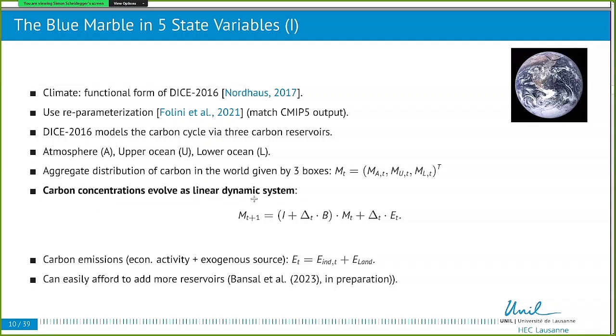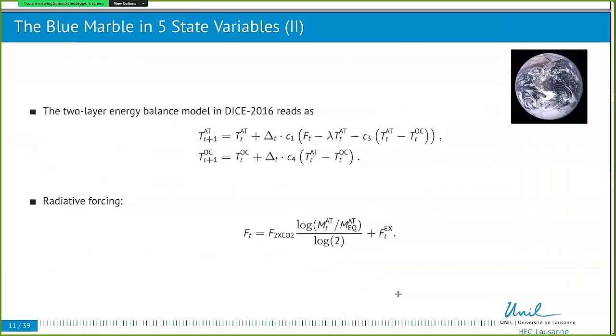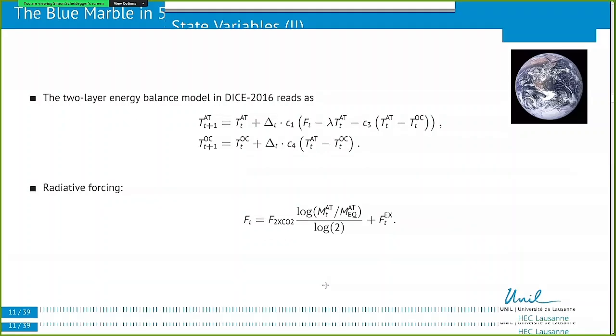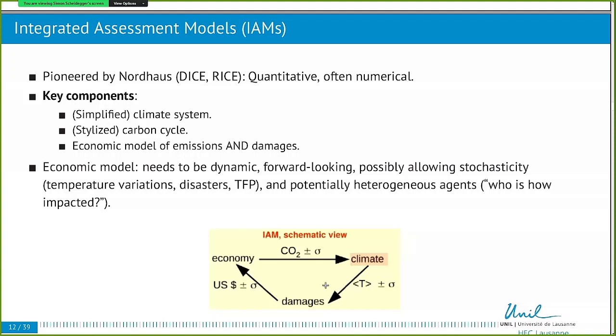The carbon concentration moves as a linear system, where the emissions that come from economic, so human activity, and the exogenous sources like land enter here. That's 3 state variables. For the temperature, we have 2 state variables, also a linear system: the atmospheric temperature and the ocean temperature. Then via radiative forcing, this can change. So that's just 5 state variables to model the climate.